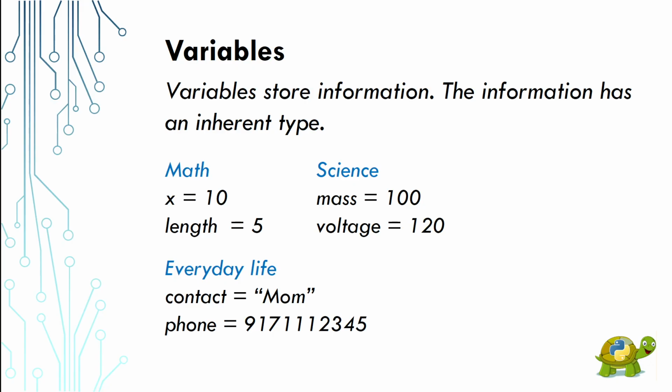Maybe you did something with a rectangle, and the length was equal to 5. In a science class, you may have been dealing with the mass of an object, and it might have been like 100 kilograms, or perhaps the voltage in a particular circuit, 120. So these words have meaning. They store information. Now, from our everyday life, you can think of it as a contact on your phone. Mom, and mom has a phone number, whatever it is.